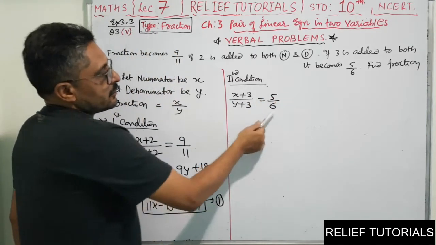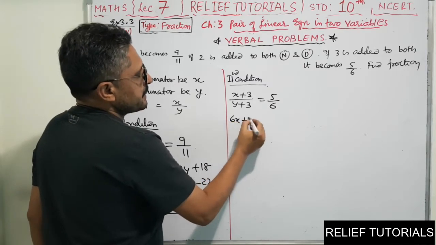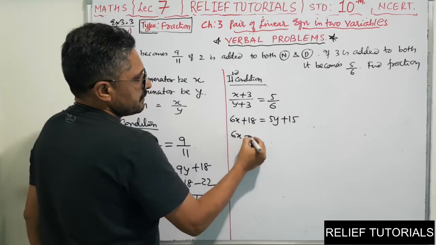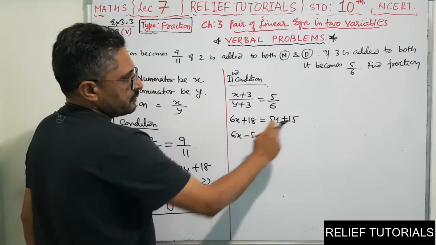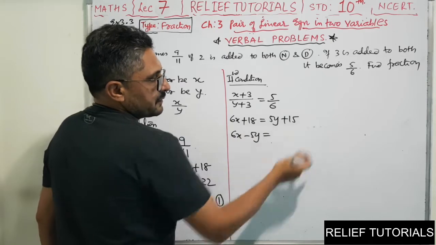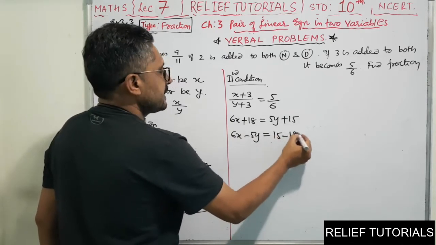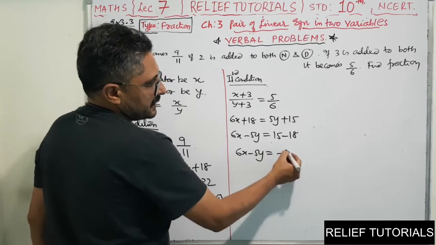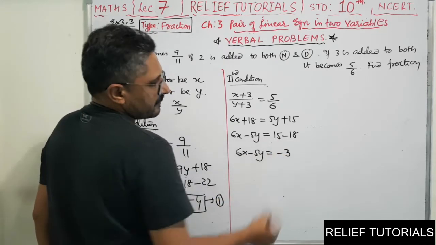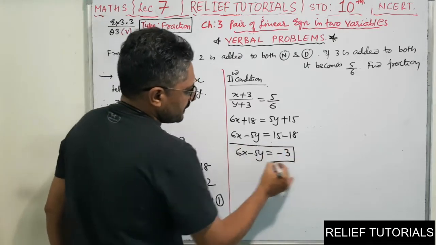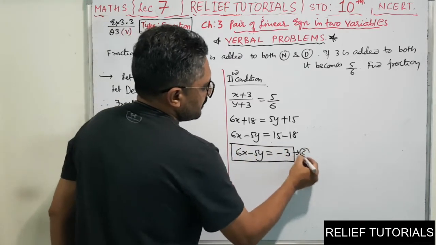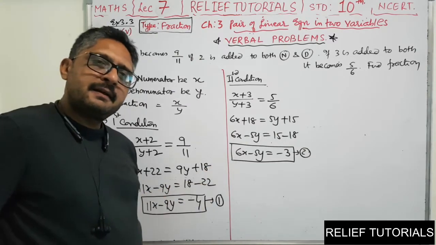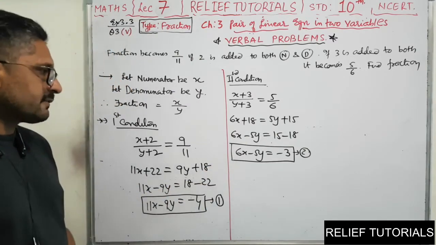Got it? Now cross multiplication. What will we get? 6x plus 18 is equal to 5y plus 15. So now 6x minus 5y is equal to 15 minus 18. So 15 minus 18, so 6x minus 5y is equal to minus 3. Okay, so you got this equation number 2. So we got both equation 1 and 2. Now you have to solve these equations.